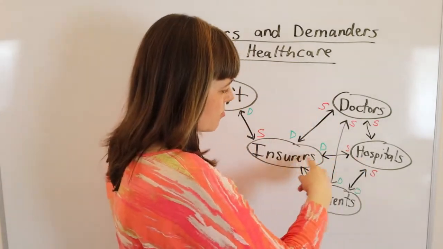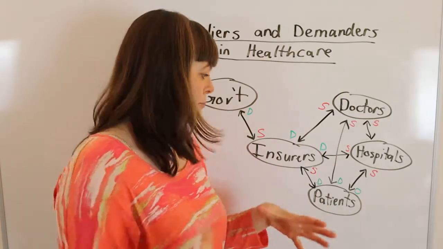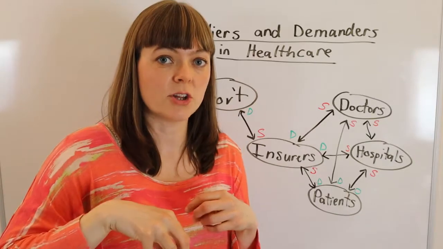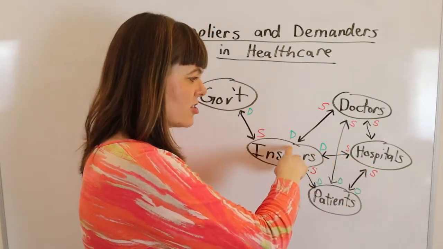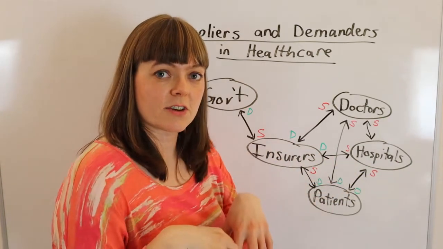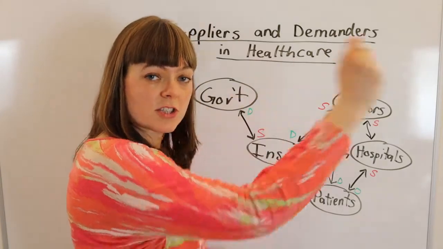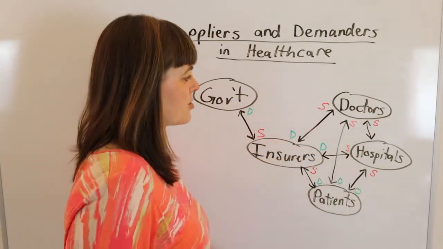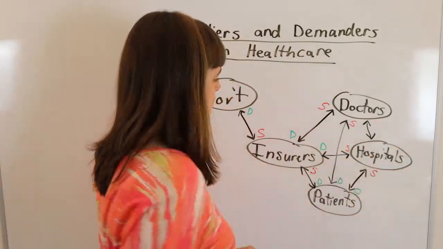And that's also true of the relationship between insurers and hospitals. Insurers are selling a product to their patients, and part of that product, one of the inputs, is hospital services. So the insurers are purchasing hospital services for their customers. The insurers are the demanders, the ones purchasing those by handing money to the hospitals. The hospitals are the suppliers of those services.